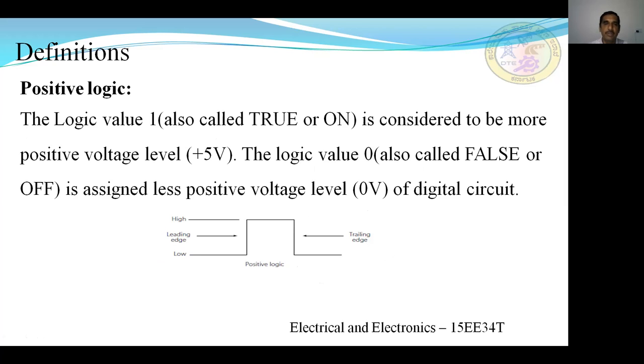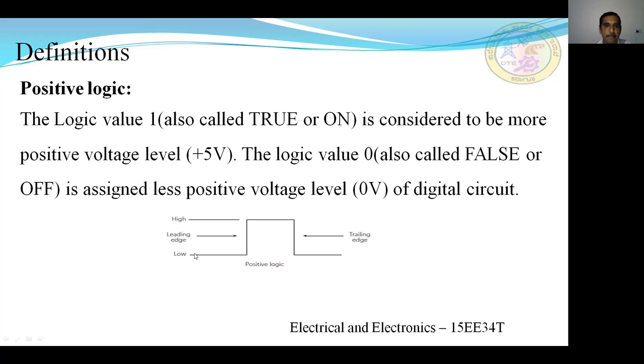So plus 5 volts is called logic value 1. That may also be called true or on. Okay, all these are the same. So logic value 1, that may also be called true or on, or it is considered to be the more positive voltage level, plus 5 volts. That is called positive logic. Next, the logic value 0 is also called false or off state. It is assigned to the less positive voltage level, that is 0 volts, in digital circuits.